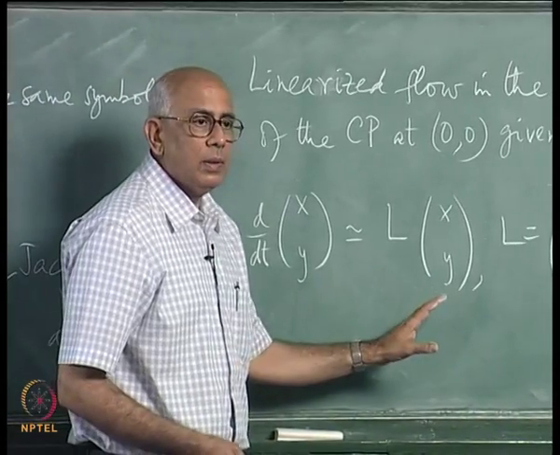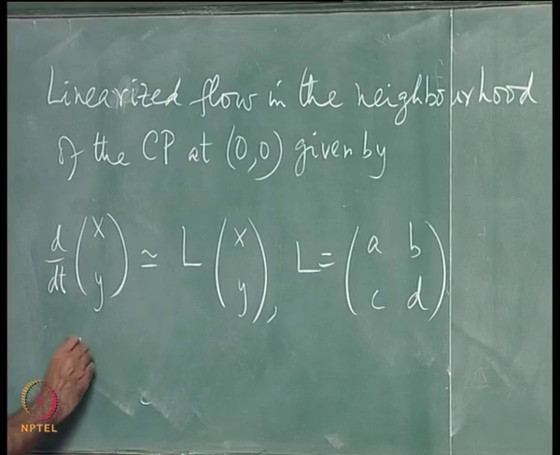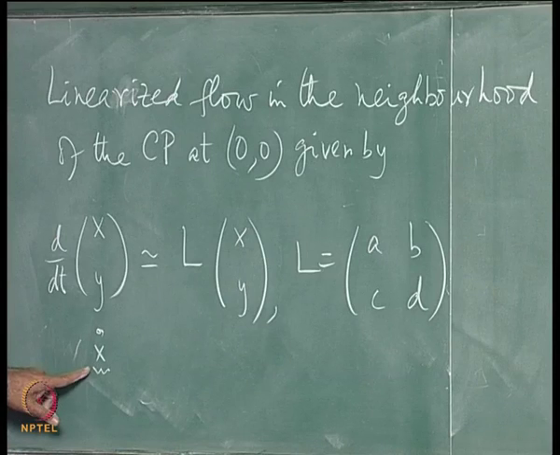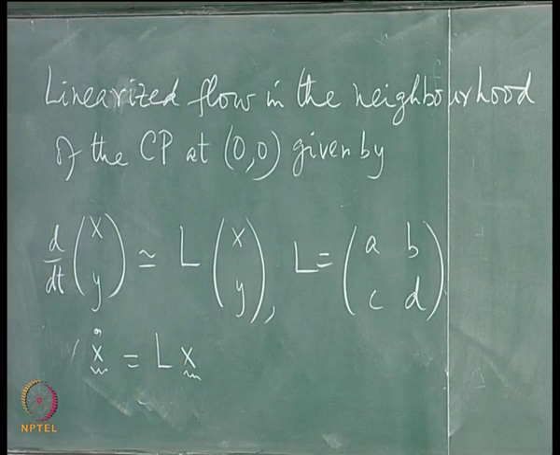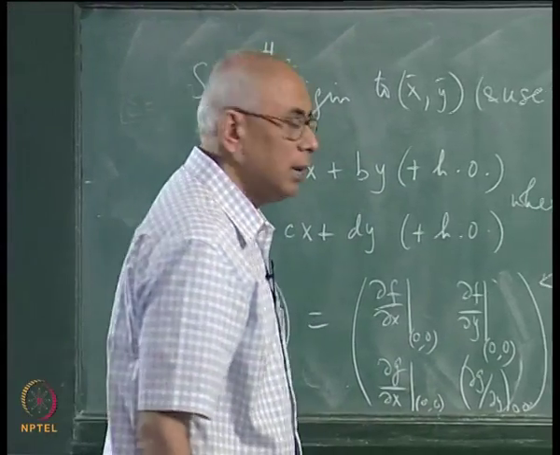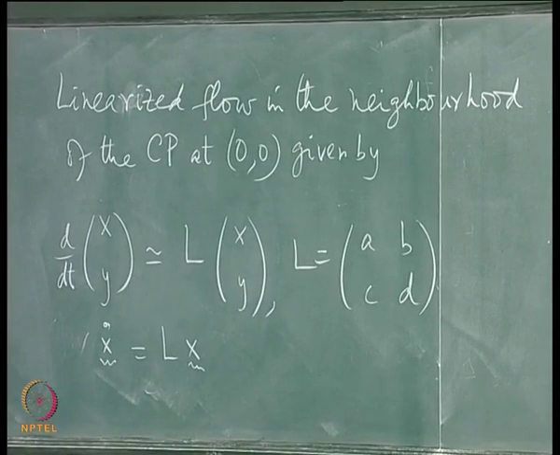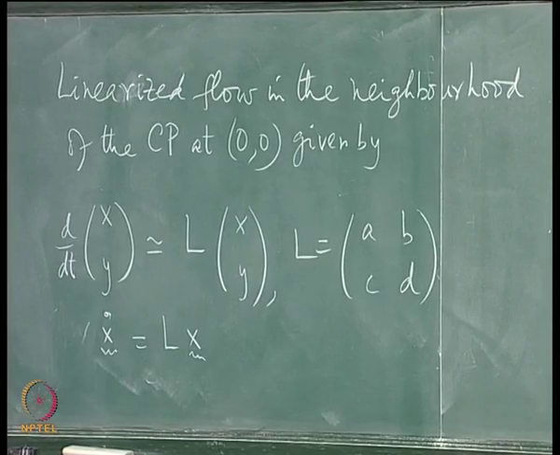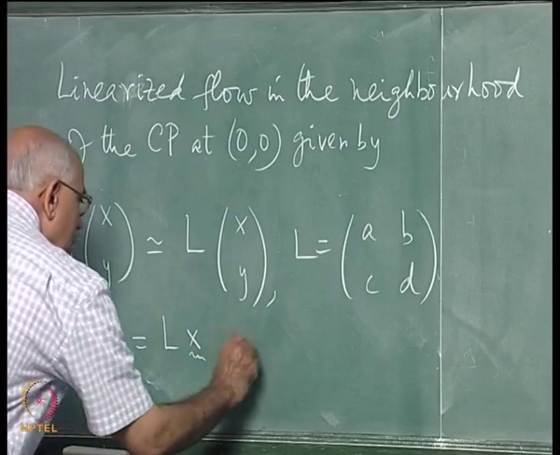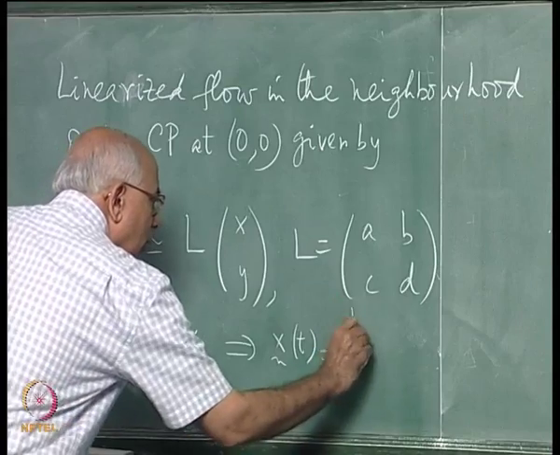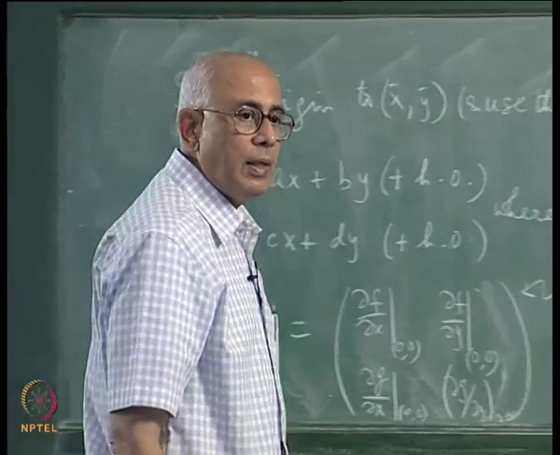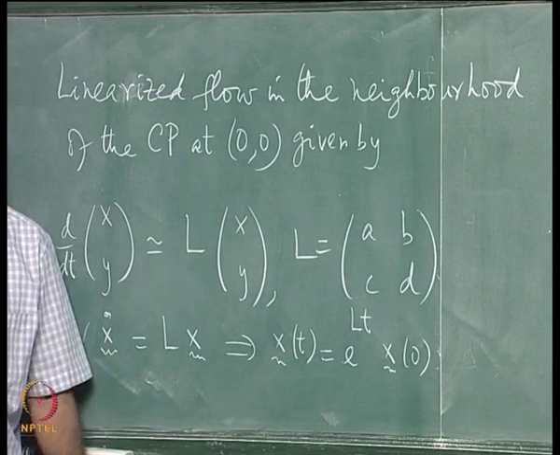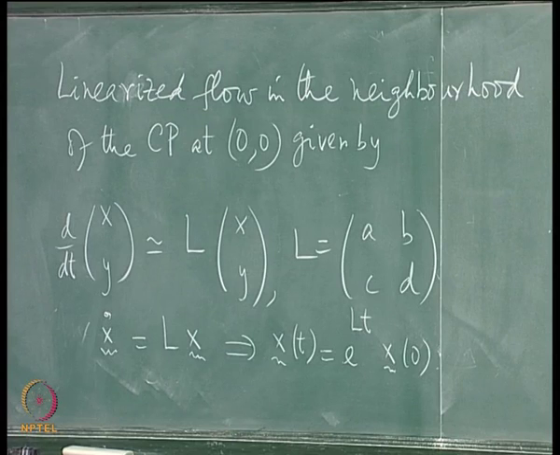But if this were true, then this equation is extremely simple to solve, because again you have an equation of the form x dot, where x is a column vector with components little x and y, equal to L times x, where L is a matrix of constant coefficients, time independent, just numbers. And what is the solution to this equation? The formal solution is exactly as if x were just an ordinary scalar function, and this would imply immediately that x at time t is e to the power Lt times x at time 0. So this square matrix e to the power Lt acts on the column vector of initial conditions and gives you the value of x and y at any time t. This is what the formal solution looks like.